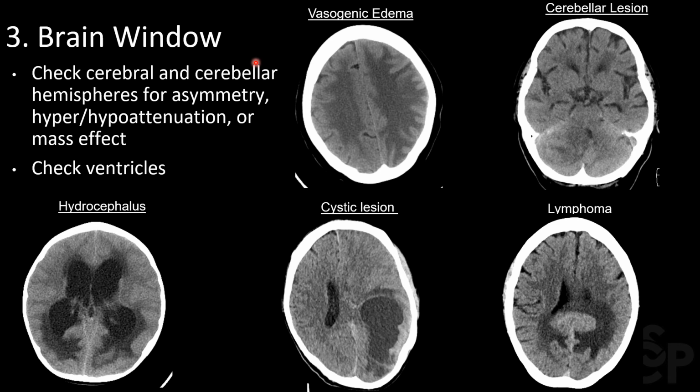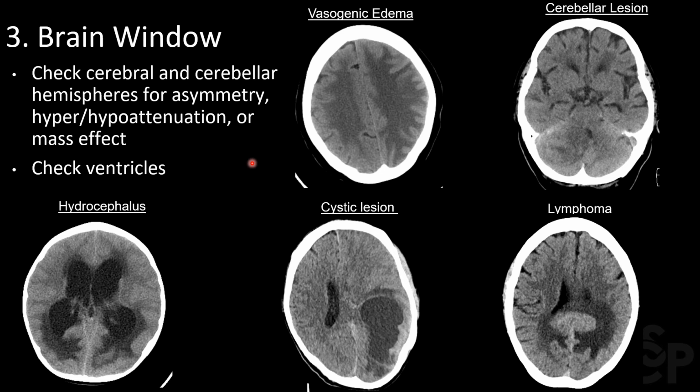So we've covered soft tissues and bone. Let's move on to address how we actually look for pathology in the brain. The brain window is a good initial window that you can use to look for abnormalities in the cerebral and cerebellar hemispheres, such as asymmetry, areas of hyper or hypoattenuation, or mass effect and midline shift. You can also use this window to check the ventricles for enlargement, narrowing, or abnormal attenuation.